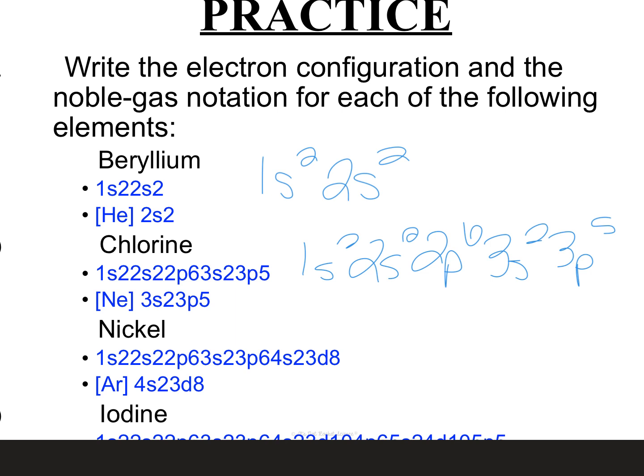And then for the noble gas notation, remember you jump to the closest noble gas before chlorine, which would be neon. And then you know from looking at your periodic table, neon ends at, I have to pull out the periodic table.